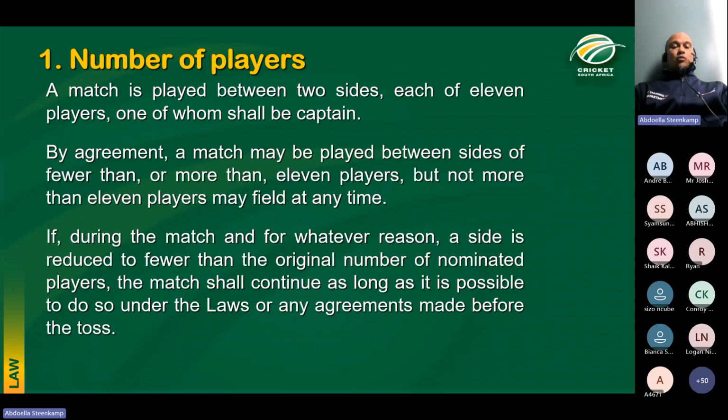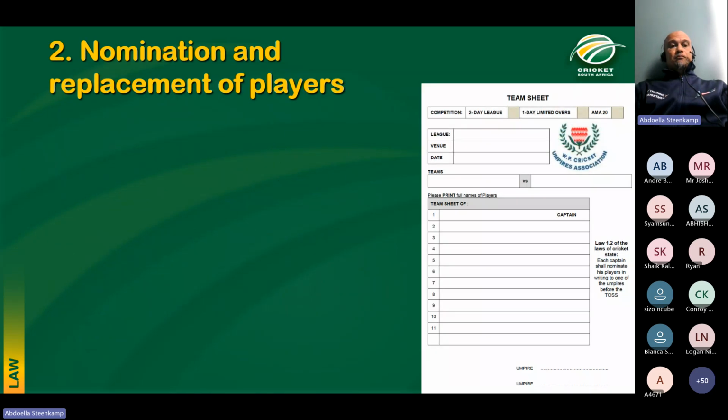There are times where you start the game and then a side is reduced. It can happen. If that happens, sometimes there are playing conditions, like in the Western Cape. The local playing condition is that if the side is reduced to less than 7 members, then the game cannot continue. But that is a local playing condition here in Cape Town.